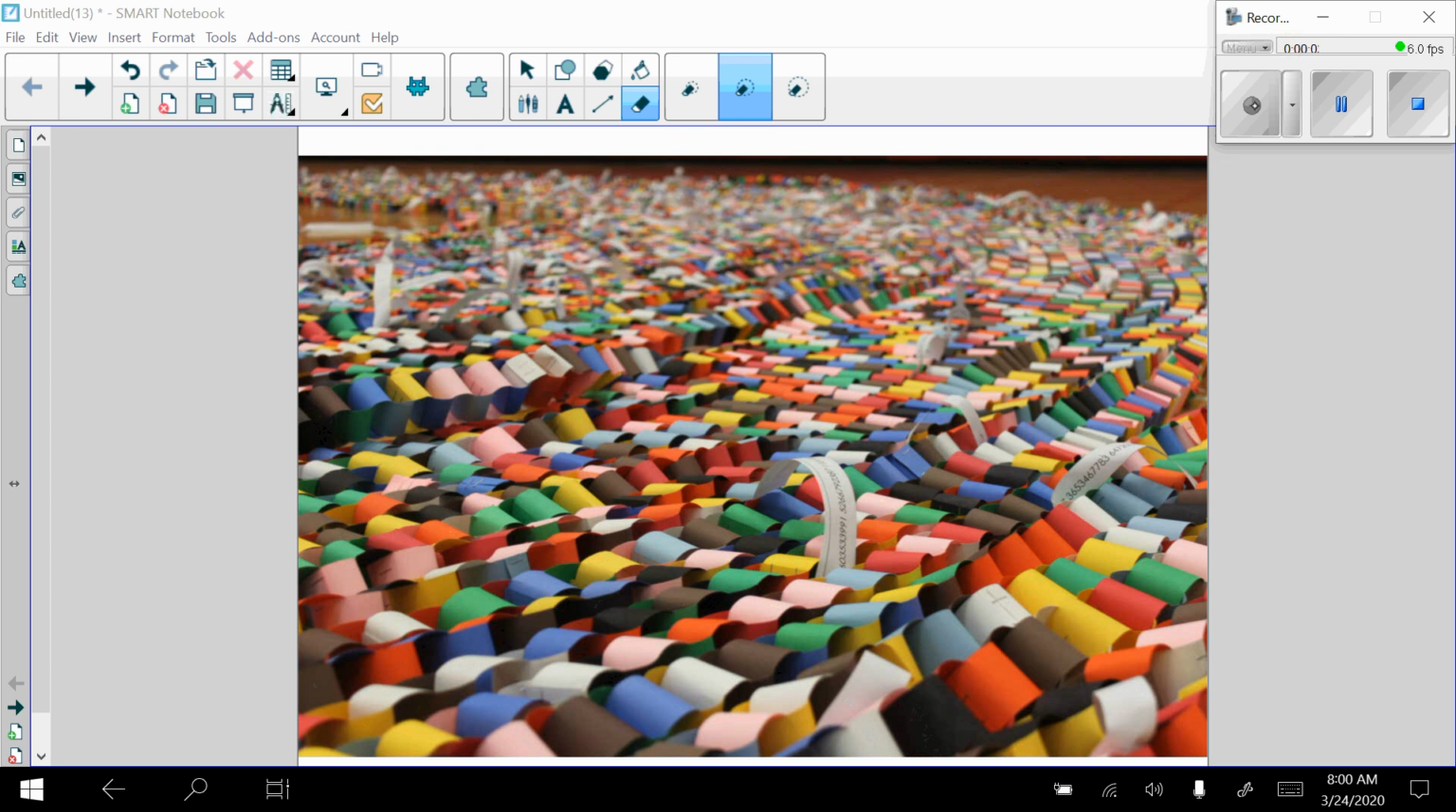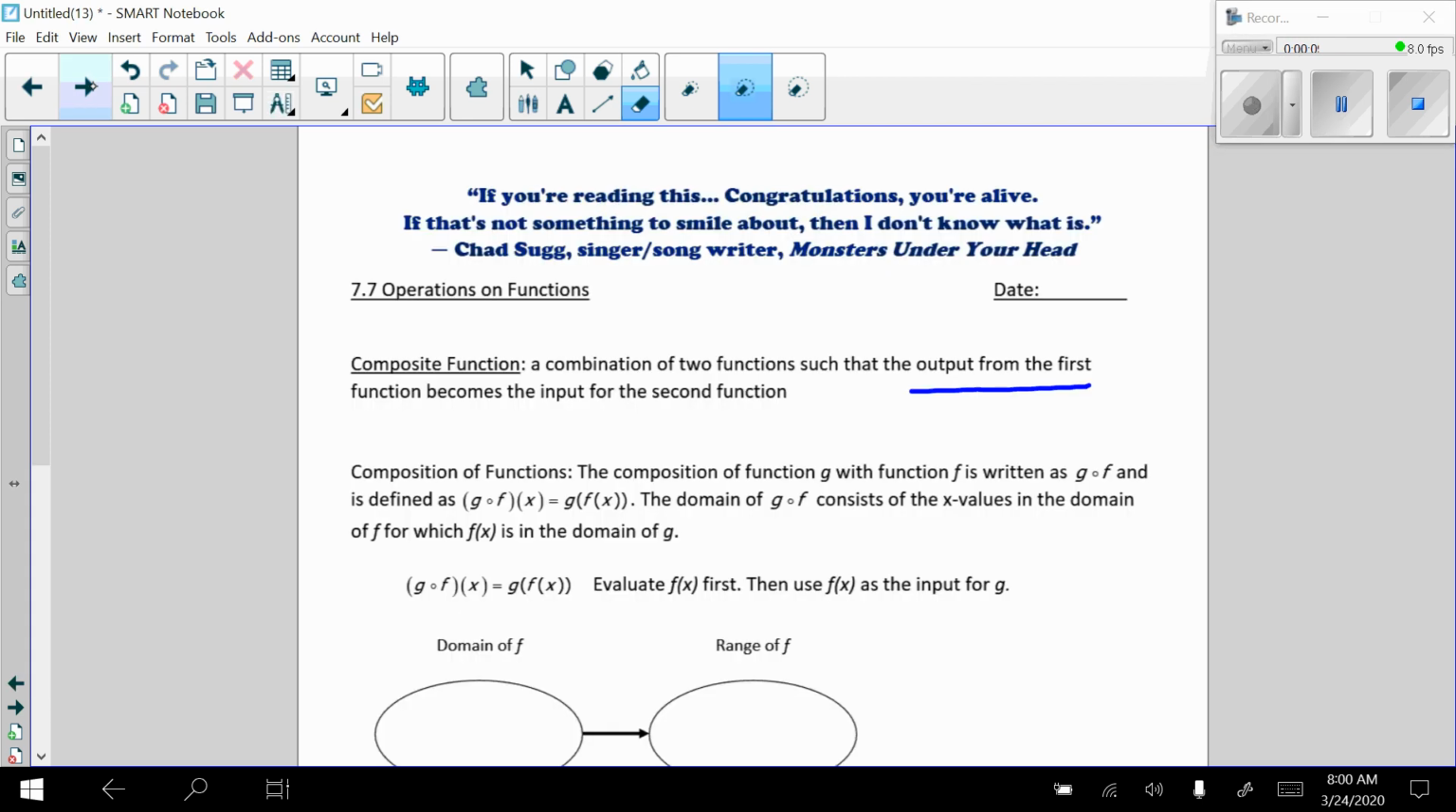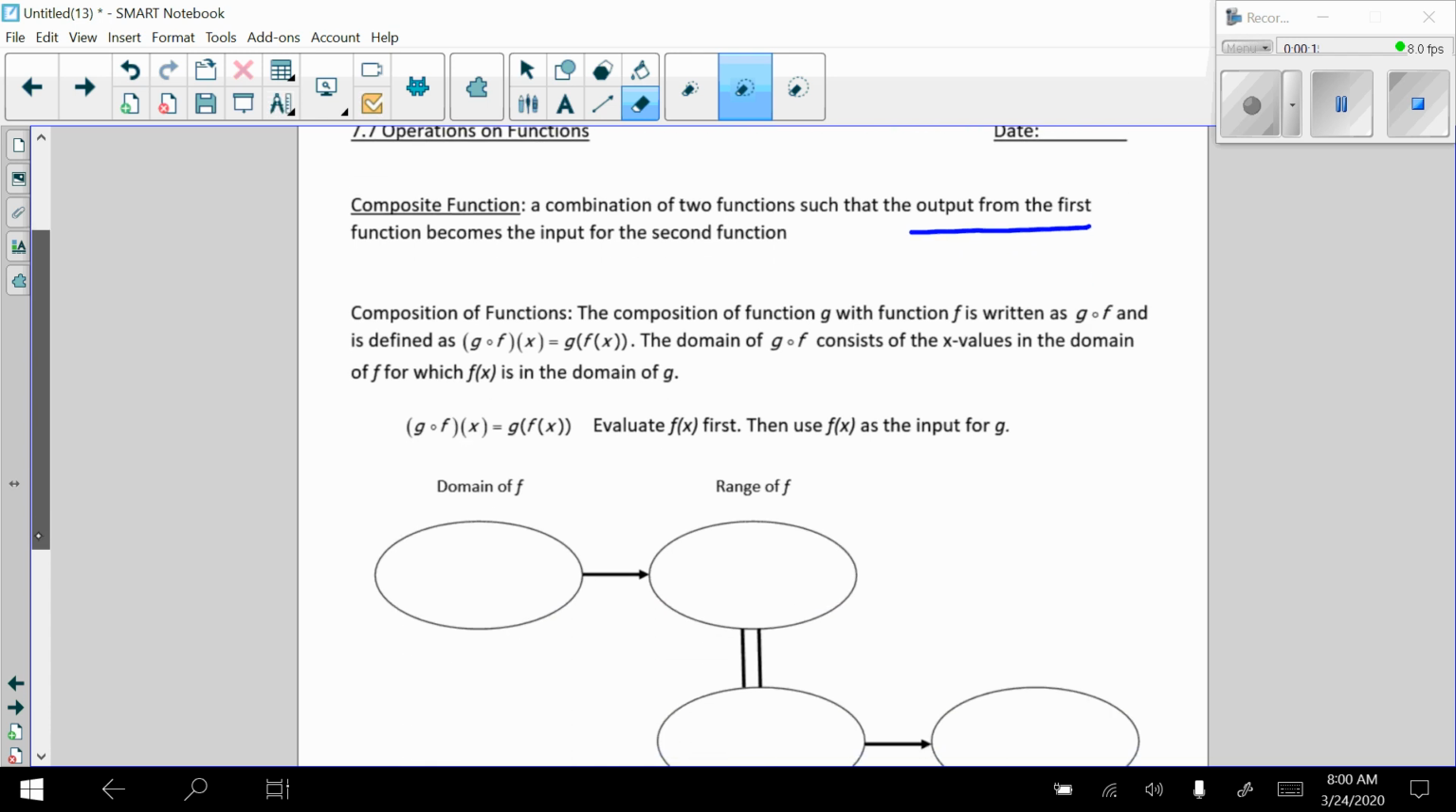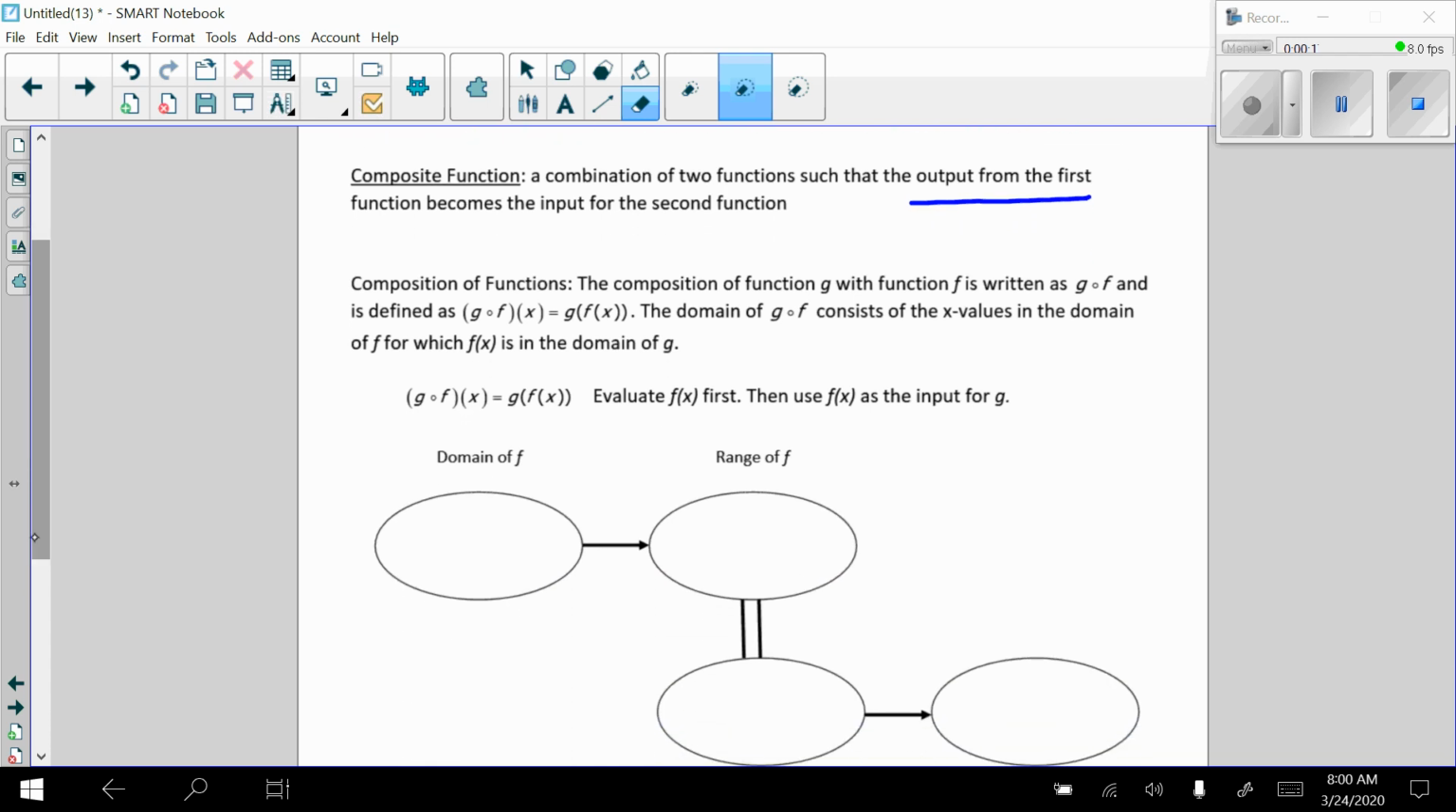Hello, Algebra 2 students. We are on to our next lesson, which will be operations on functions. So we're talking about composite functions. What we're going to be talking about is how we can take two functions and use them together. So the first thing we're going to talk about is composite functions.